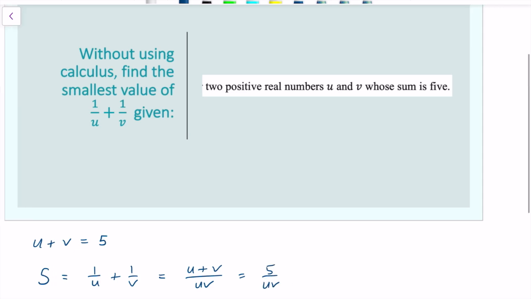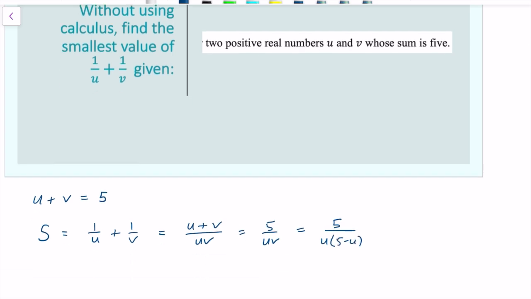We also know that u times v is the same as u times 5 minus u. Now we've got a couple of steps here that we could use to go further. We're not using calculus. The question asks us to not use that, so calculus would be to find ds du and then make it equal to 0. Okay, that's the calc approach.